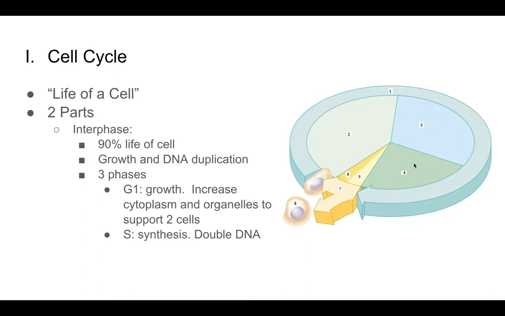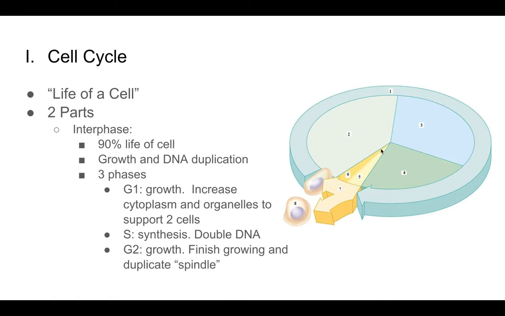And then the last part of interphase is labeled number 4 on your diagram. This is a second growth phase. It's called G2. In this growth phase, we're going to finish any sort of internal growth and development. And specifically, we're going to create something called the spindle. The spindle is something that we'll address in our notes in just a couple of minutes.